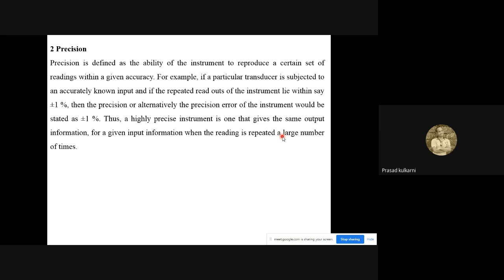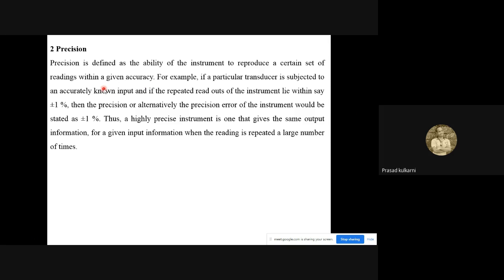The next parameter of static measurement is the precision. Now please understand this definition very carefully. What is precision? And we must understand the difference between precision and accuracy. Precision is defined as the ability of the instrument to reproduce a certain set of readings within a given accuracy.